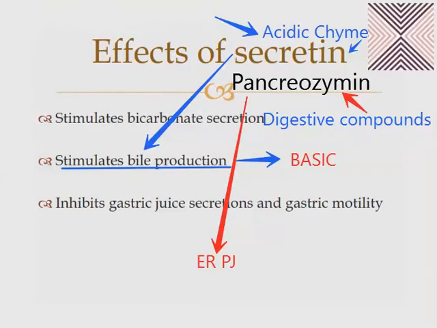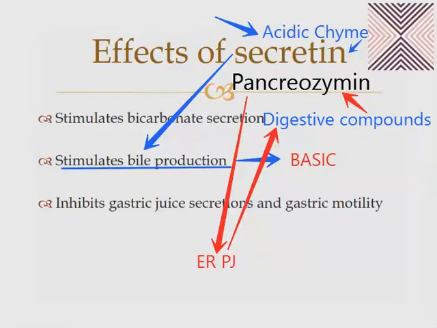So this enzyme-rich pancreatic juice will digest the digestive compounds, or the food. As we all know, the digestive enzymes in the intestine are only active in the basic medium. They are not active in the acidic medium. So these two things are very, very important.